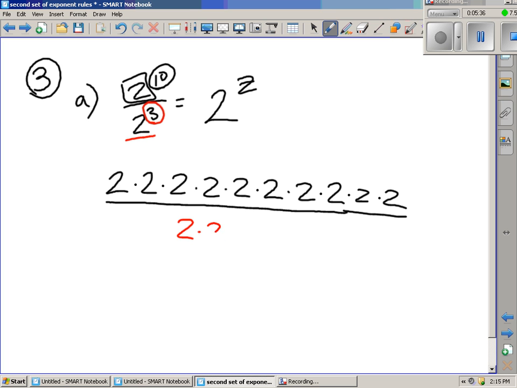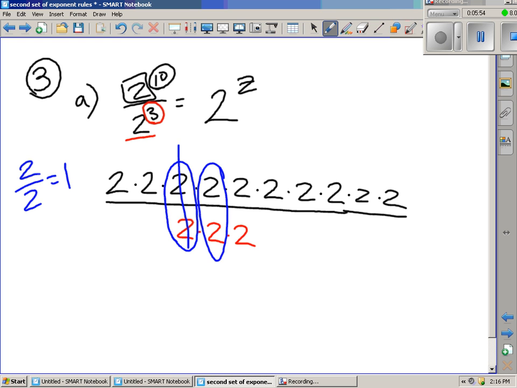And then down here, the power again tells us how many times to write the base. So I write it 1, 2, 3 times. Anything over itself is equivalent to 1. 2 divided by 2 is equal to 1. So that becomes 1, and we can say that it cancels. 2 divided by 2 also is equivalent to 1.